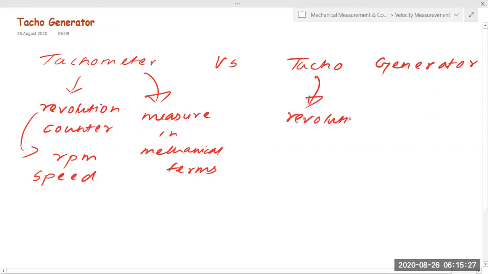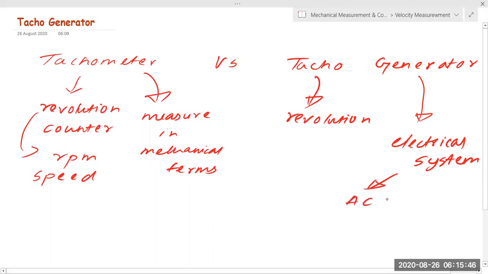And when we call something a tachogenerator, it would mean revolution measured in some kind of a generator, rather than a meter. And when we say generator, it is more related to an electrical system. And we know electrical systems are based on two types. It can be either an AC system, alternating current, or a direct current system. Basic thing, alternating current or direct current.